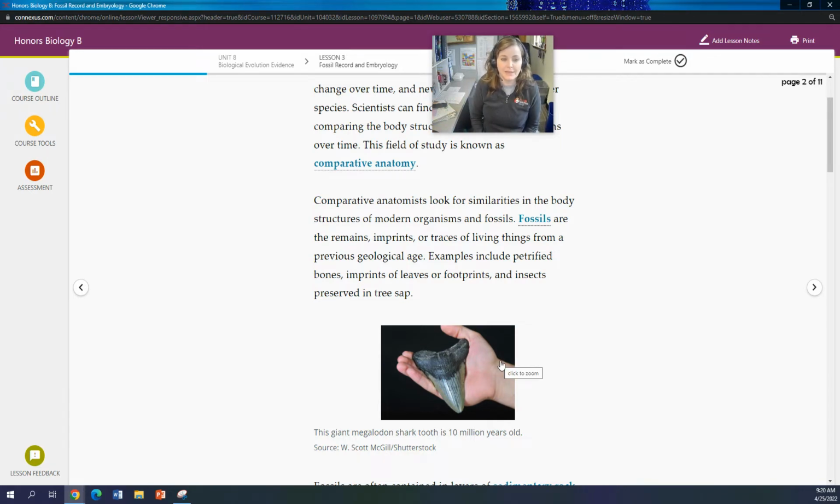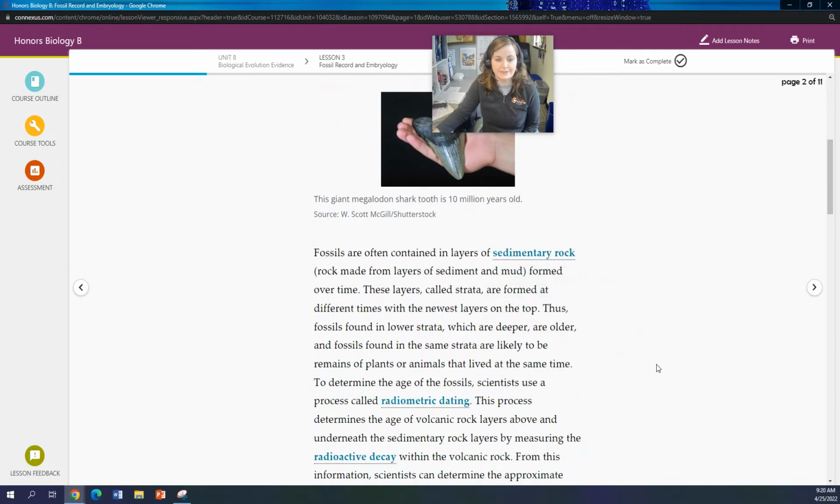And a fossil is the remains or imprints or traces of living things from a previous geological age. Examples include petrified bones, imprints of leaves or footprints, insects preserved in tree sap. There's lots of different kinds of fossils.